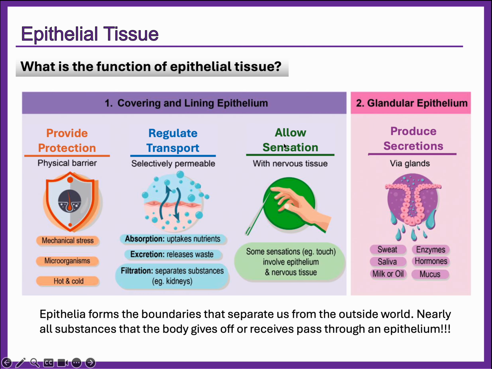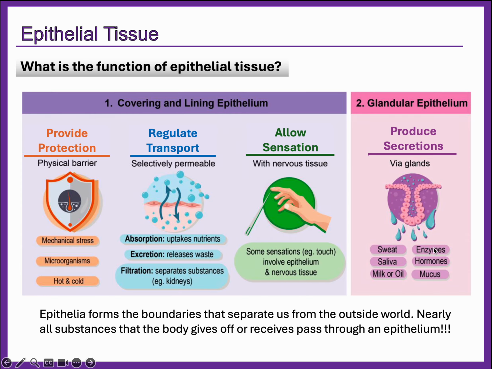Epithelia also allows sensation with the help of nervous tissue because some sensations, like touch, involve epithelium and nervous tissue. Okay. Now, glandular epithelium, they produce secretions via glands. Okay. So, glandular epithelium, on top of doing these things, oftentimes they make their substance and then they secrete it out. It could be sweat, like sweat glands.